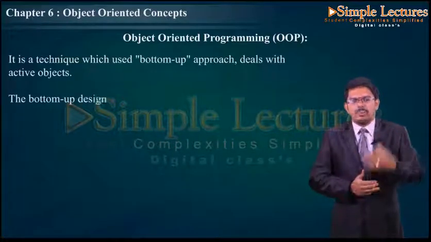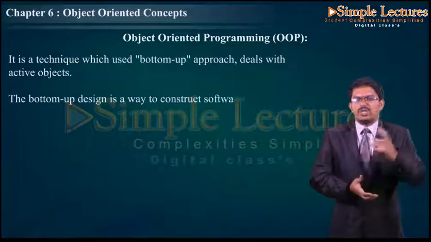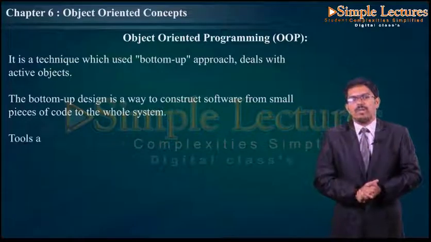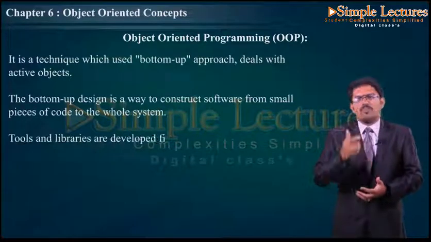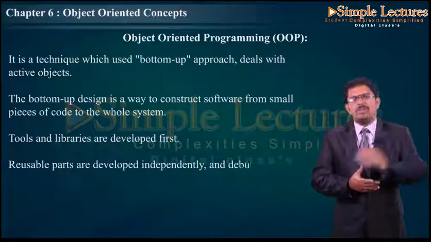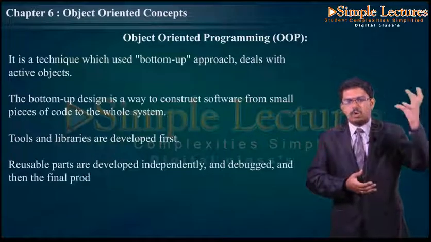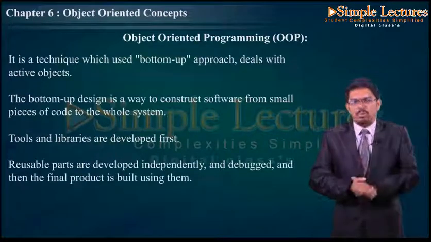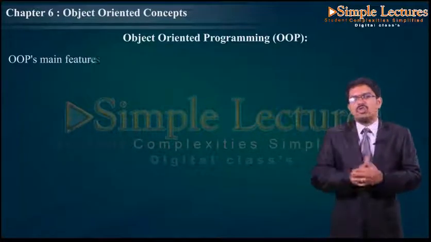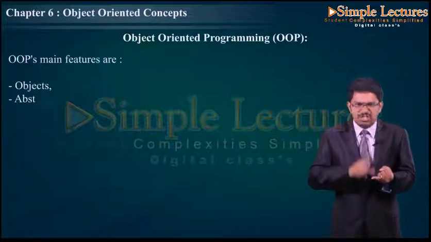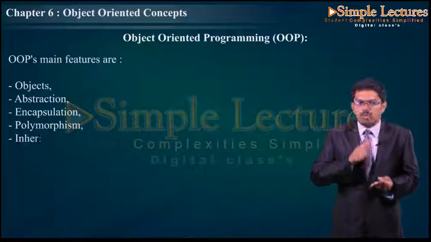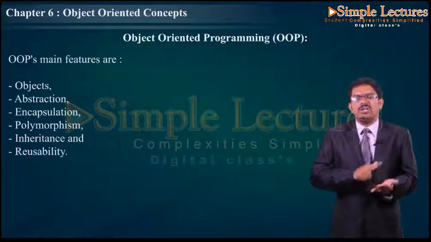The bottom-up design is a way to construct software from small pieces of code into the whole system. Tools and libraries are developed first. Reusable parts are developed and implemented, and then the final product is built based upon object-oriented programming. Now, let's discuss the various features of OOP: objects, abstraction, encapsulation, polymorphism, inheritance, reusability.